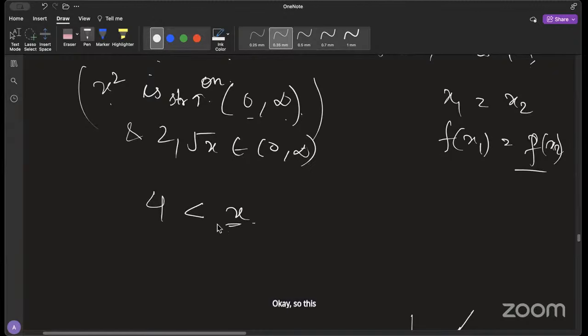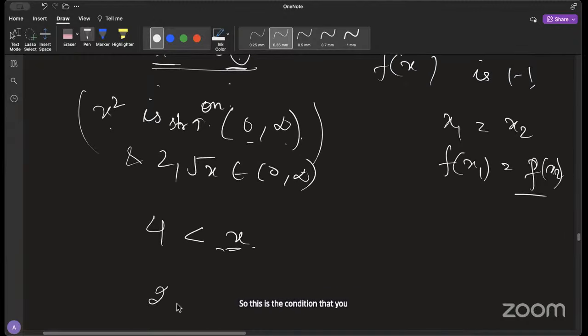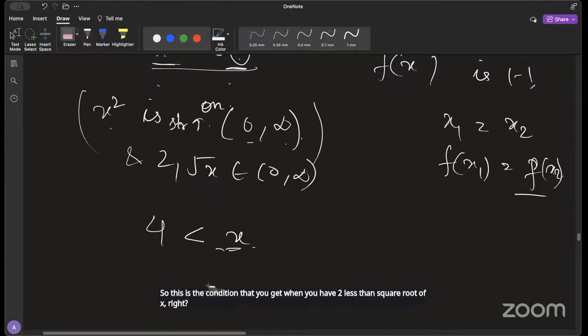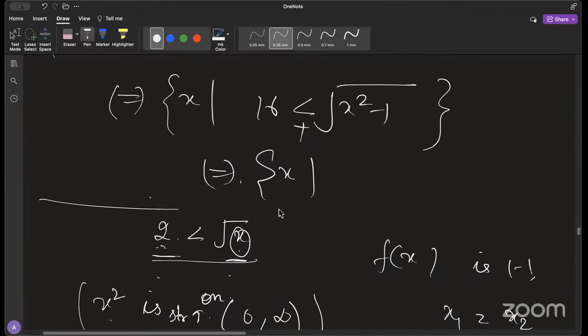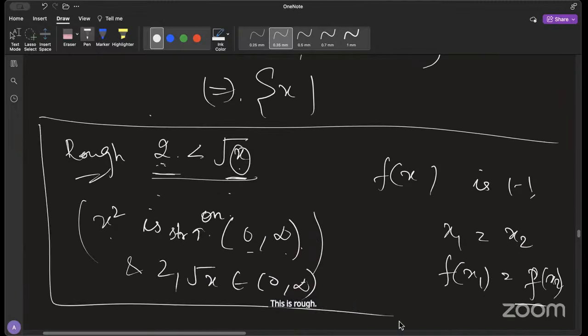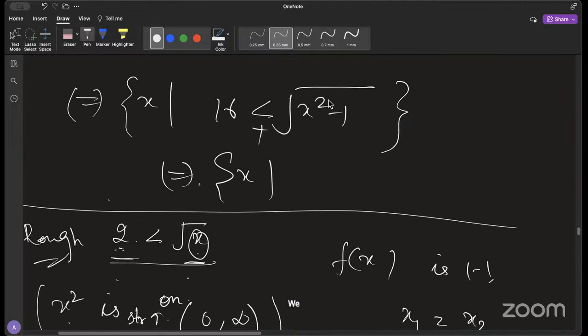Okay. So this is the condition that you get when you have 2 less than square root of x, right? But we initially had this thing. We want this square root to be greater than 16. That means, what is 16 squared? 256, right? That means I want x square minus 1 to be greater than 256.